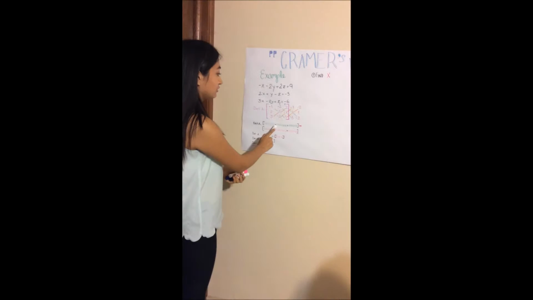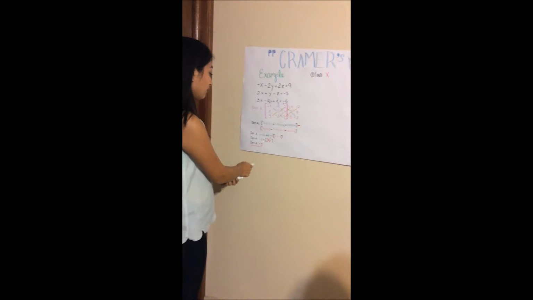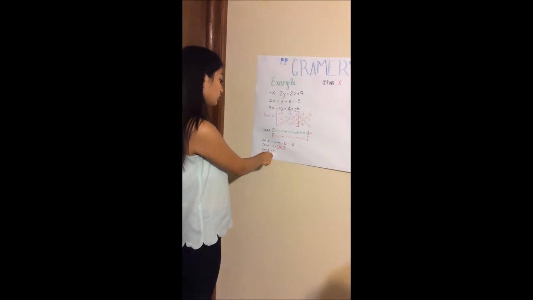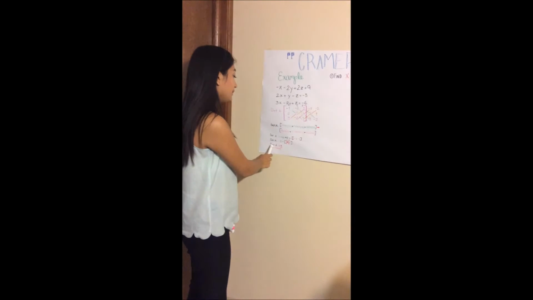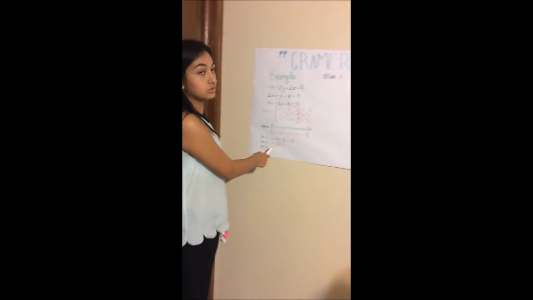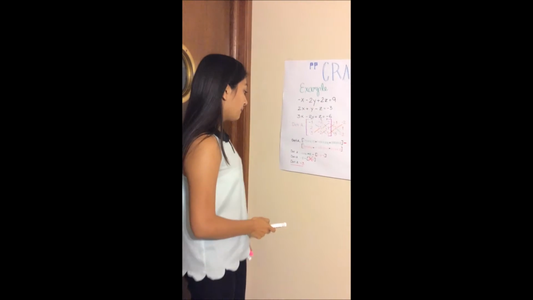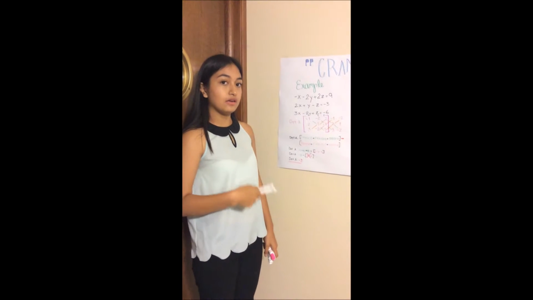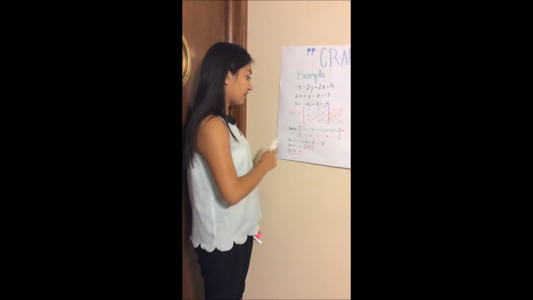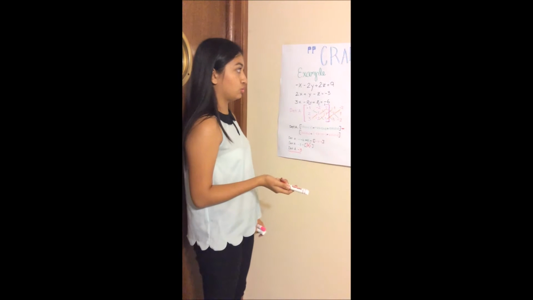Here is the multiplication, the addition, and the subtraction. Finally, the determinant is equal to minus 3. If the determinant is equal to 0, there is no solution. But if you have any number, negative or positive, it would have a solution.